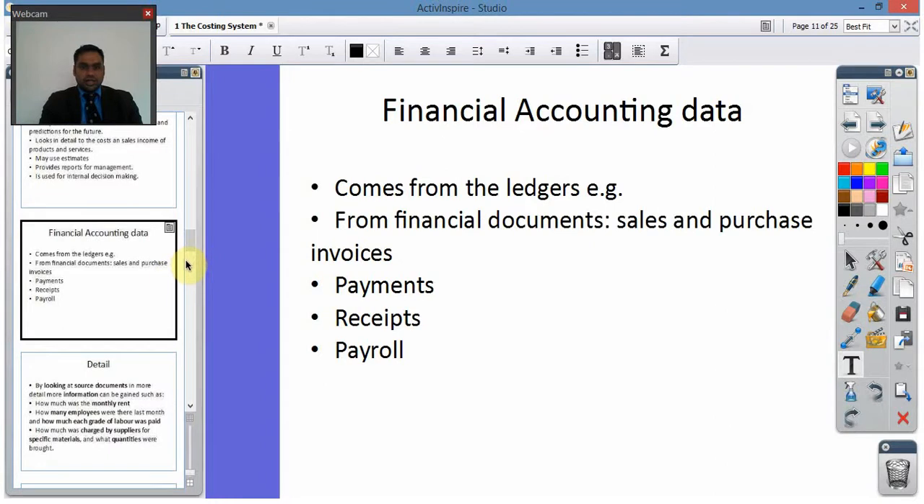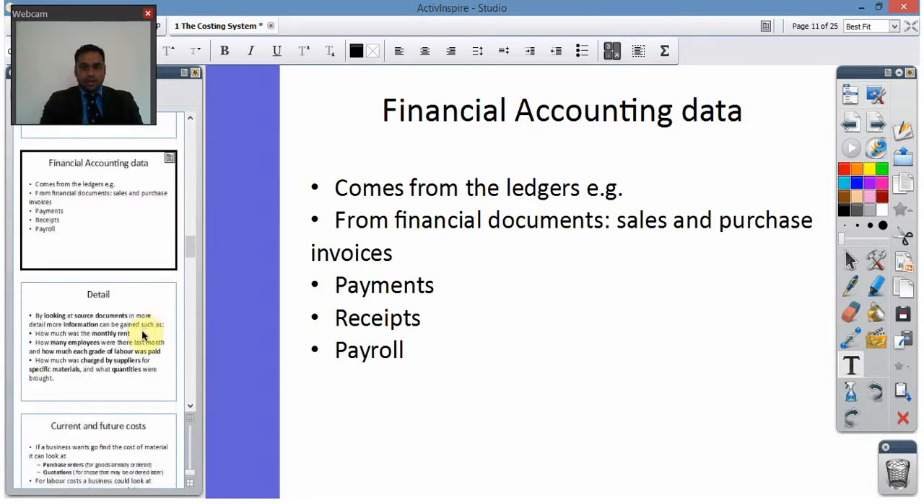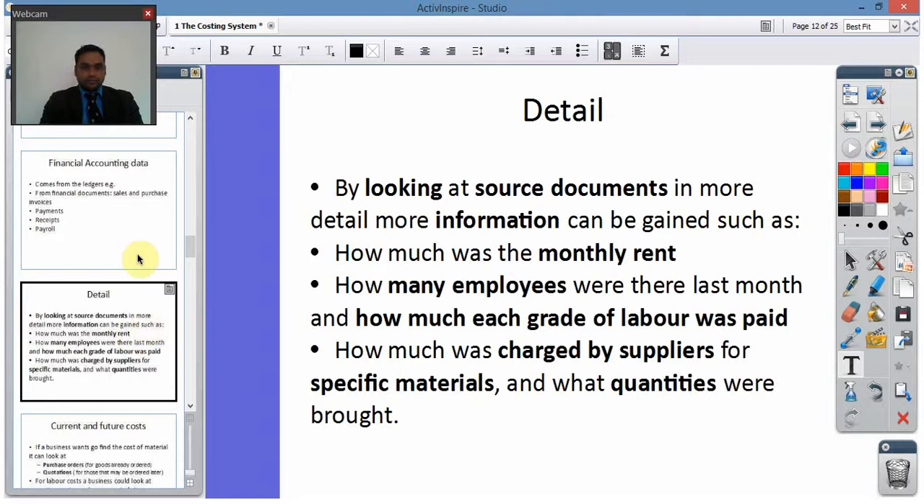So financial accounting data comes from the ledgers, so we've already been through that. The ledgers, remember, are the books of the accounts, and you're recording all the transactions as they go along, from financial documents, and then these are taken to the trial balance. So the list of all the balances in all the little T accounts that you've got from the ledgers, and you'll produce a financial statement from that.